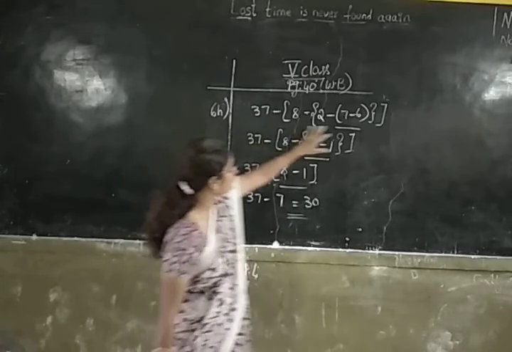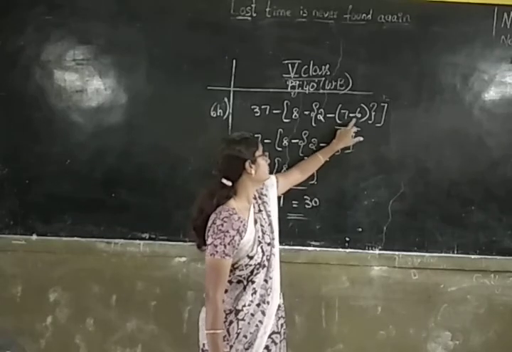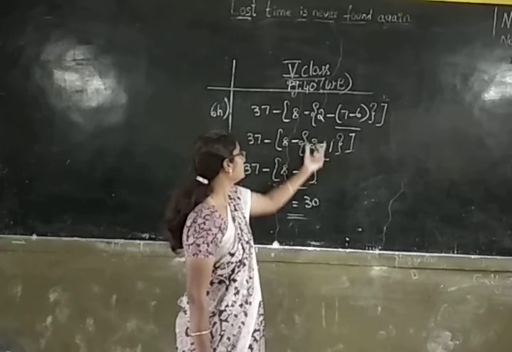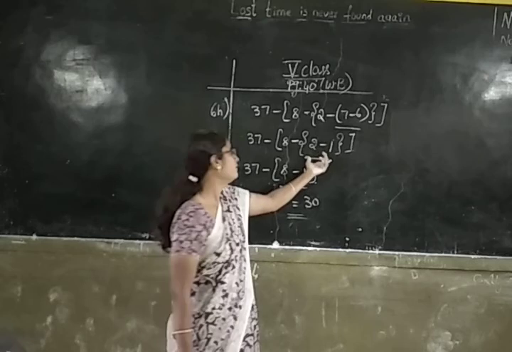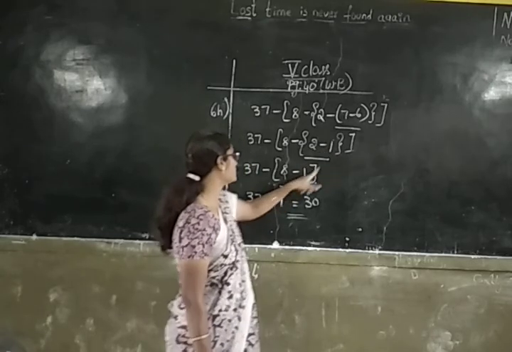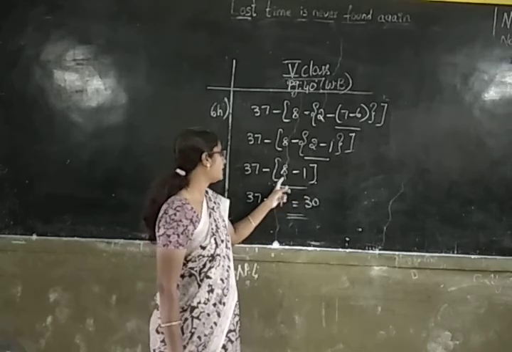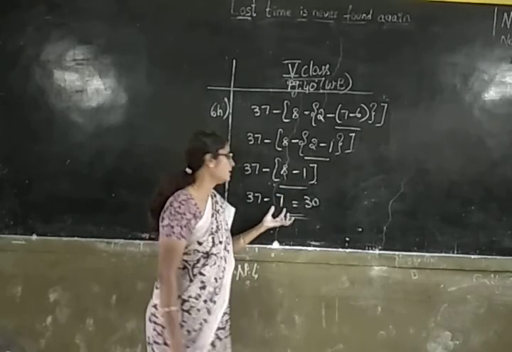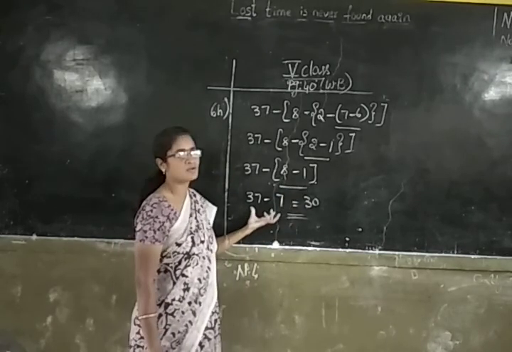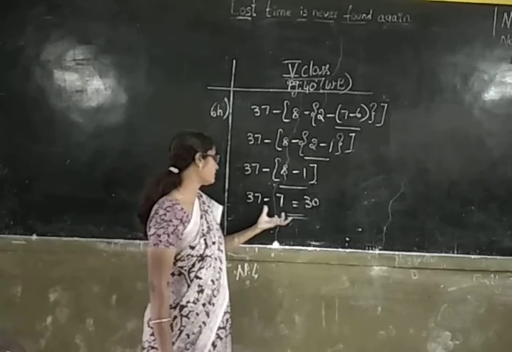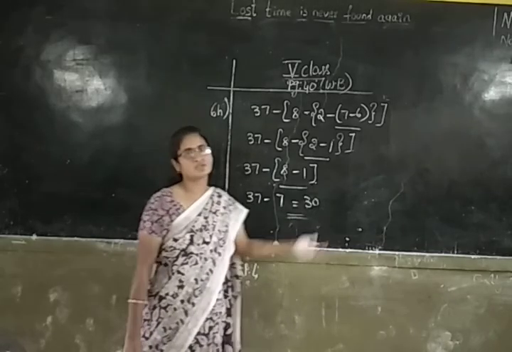So first you have to solve the terms inside the round bracket. 7 minus 6 is 1. Then you have to solve the terms inside the flower bracket. 2 minus 1 is 1. Then you have to solve the terms inside the square bracket. 8 minus 1 is 7. And in the last you have to solve the terms outside the brackets. That is 37 minus 7 is equal to 30.